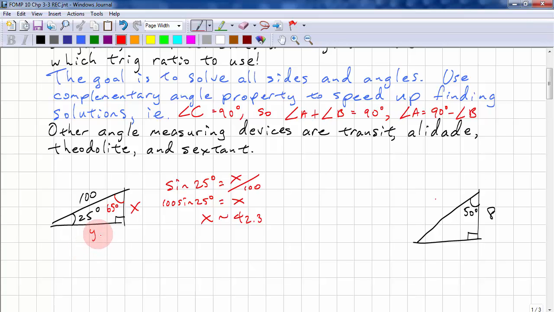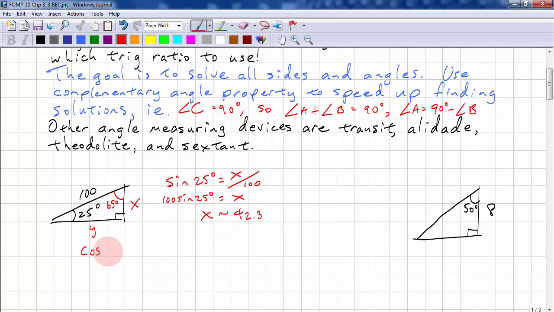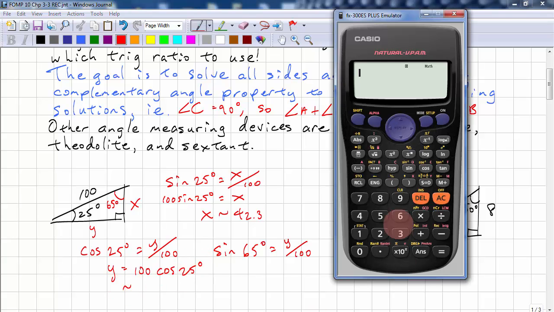Looking at this side, we're doing adjacent and hypotenuse, so that's cosine. Cosine 25 degrees equals y over 100. Optionally, we could use the 65 degrees and say sine 65 degrees equals y over 100, but we'll stick with this. So y equals 100 cos 25 degrees, and we get approximately 90.6.